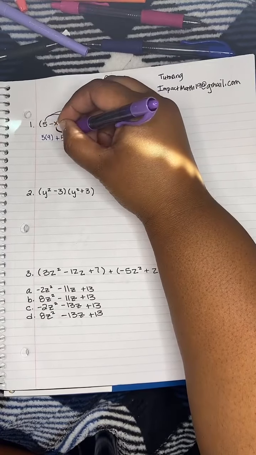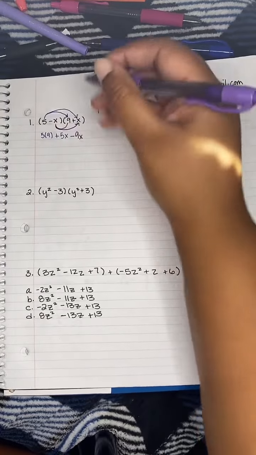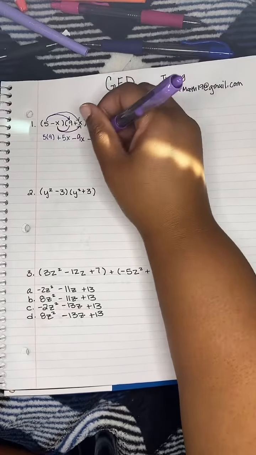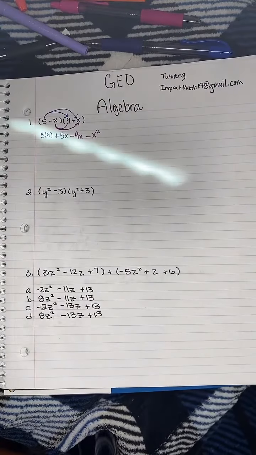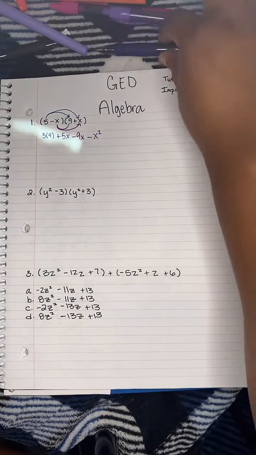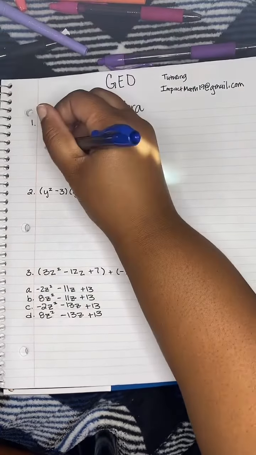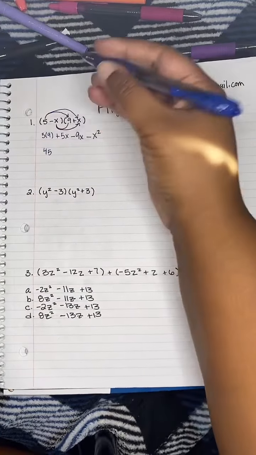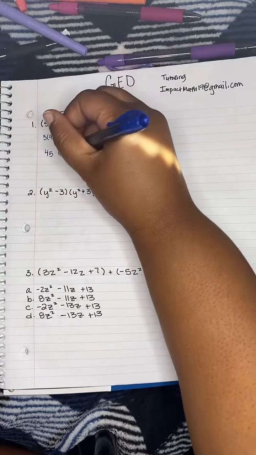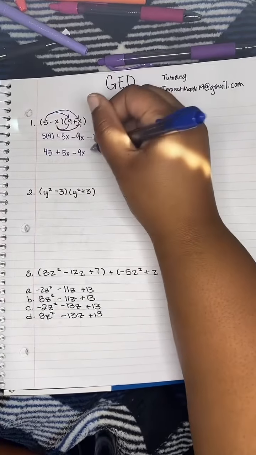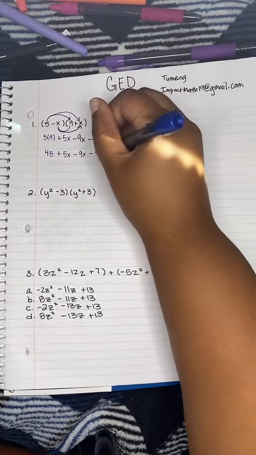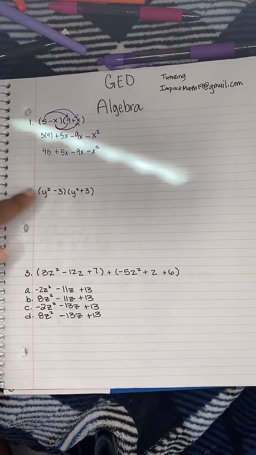And then negative x times x. Well, it's negative x. How many x's do you have? You have 2 of them, so it's x squared. Okay. So now 5 times 9 is 45, and then I'm going to drop down plus 5x minus 9x minus x squared. Can you guys tell me what the like terms are? What can I combine? Does anybody know in the chat?